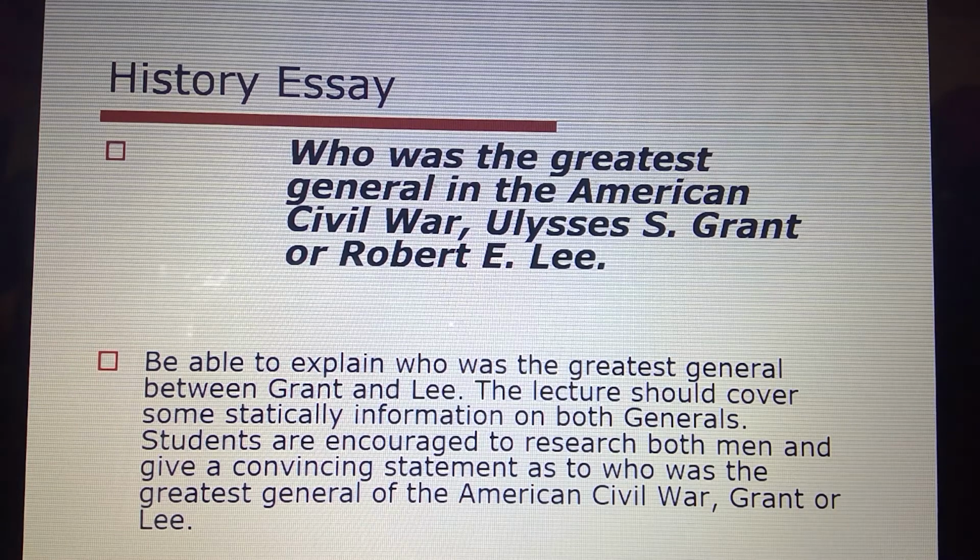Remember, the decision you're making is based on who you think the best general was, not so much which side they were fighting for, whether they were Southerners or Northerners. This is the best general of the Civil War. Guys, this is a hard paper because both of these guys were very good, capable generals. Let me explain this again. Both Grant and Lee were very efficient, capable, successful generals.